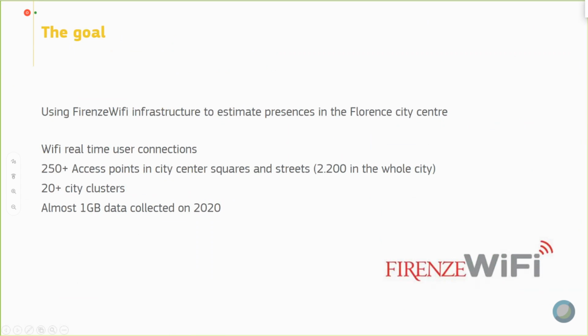And so the goal was to use the Firenze Wi-Fi infrastructure to estimate presences in the Florence city center by analyzing the data from the Wi-Fi network and by applying in perspective also predictive analytics. I must say two things. First is that other than the Wi-Fi network, we are also analyzing the possibility to use the video surveillance network in order to collect anonymous people presence numbers in conjunction with the Wi-Fi presence.